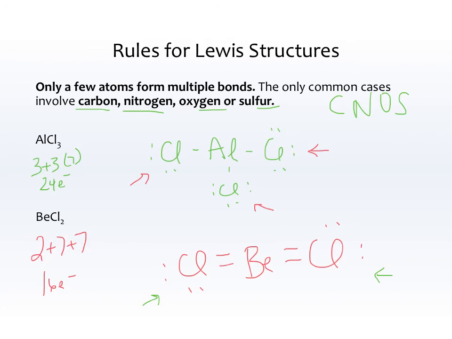Problem is, Be is not carbon, nitrogen, oxygen, sulfur. Be is not going to get double bonds. Also, Be does not really need an octet in the first place. So when you're drawing this and you're giving everyone an octet, make sure chlorine gets one, but beryllium doesn't need to have one. So if we're counting up the valence electrons, we have 8 and 16, which matches with 16. Check.